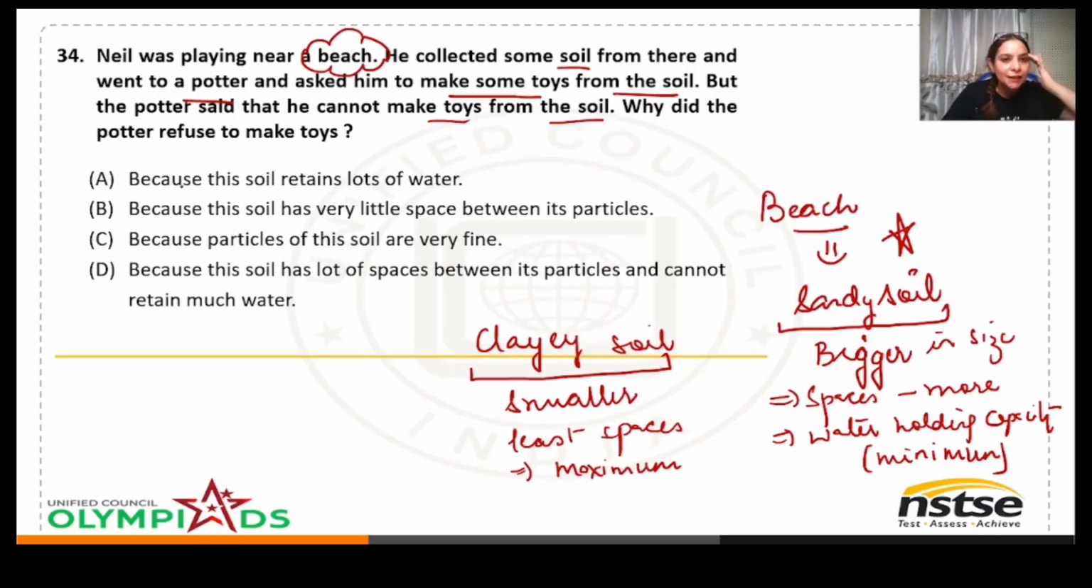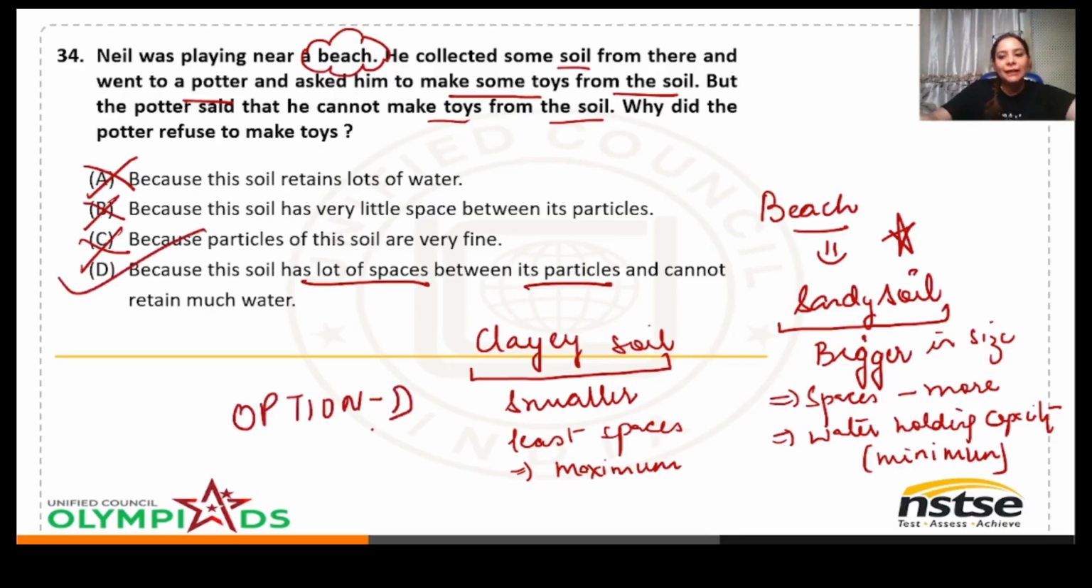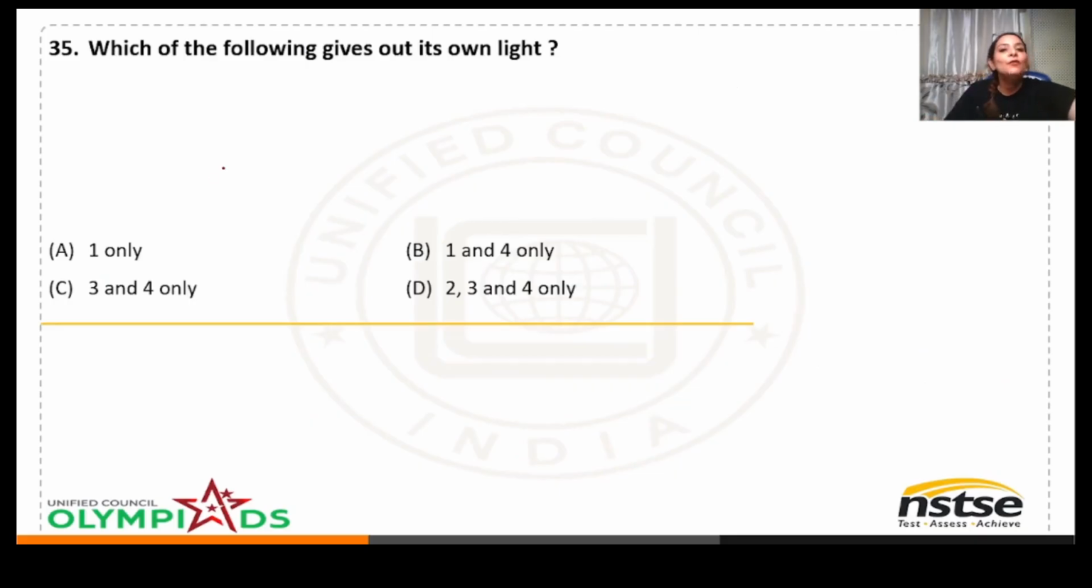So here the option says because the soil retains lot of water. It's false. Sandy soil doesn't retain lot of water. Because the soil has very little space between the particles? No, it has got more space. Particles of soil are fine? They are not fine, because this soil has lot of spaces between particles and cannot retain water. So that is why which option is correct, students? Option D. Next question. Which of the following gives out its own light?